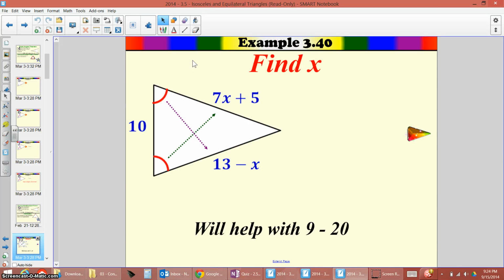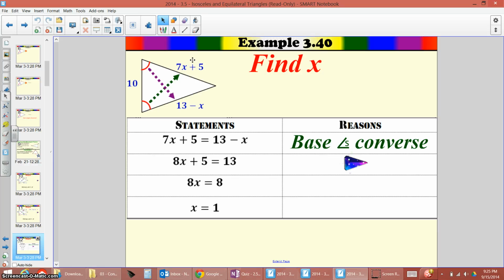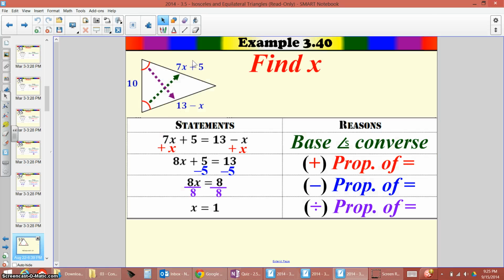So here I give you the base angles are the same. So we crisscross and we know that the two sides are the same. So I say that 7x plus 5 equals 13 minus x, and I pull off some algebra. Addition property of equality, subtraction property of equality, division property of equality. Oh, geez, where am I? Here we go. Look familiar? Yep. But that's a lot.